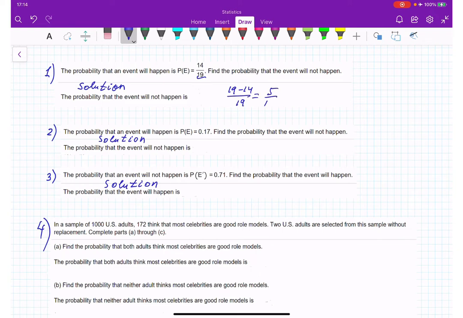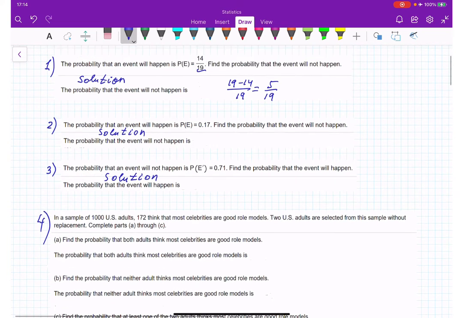5 over 19. Next, the probability that an event will happen is 0.17. So if the probability for event will happen is 0.17, then the probability for event that will not happen is going to be 1 minus 0.17, and that is equal to 0.83.